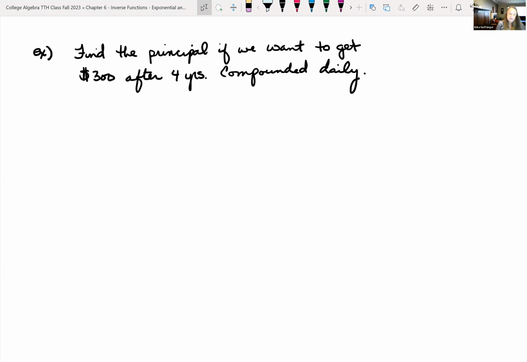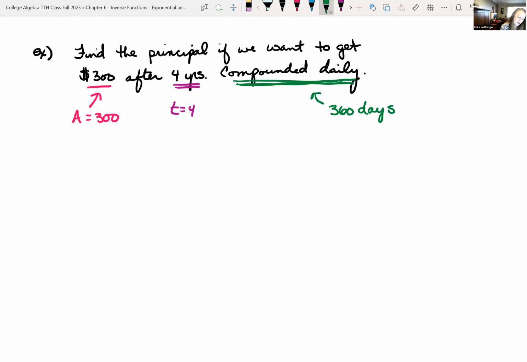So we know what our amount is. Our amount, A, is 300. We know what our time is. Our time is 4 years that we're investing. And it's compounded daily. So for the financial market, for banks and stuff, they use 360 days, because it just is, I guess, an easier number to work with per year.